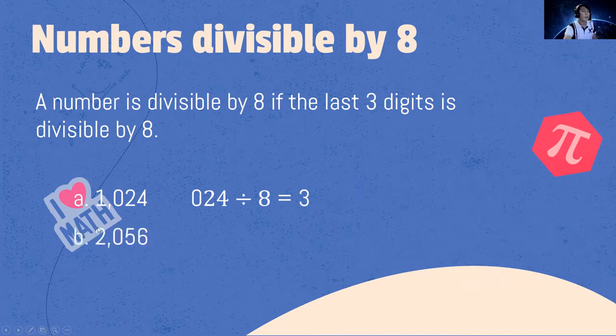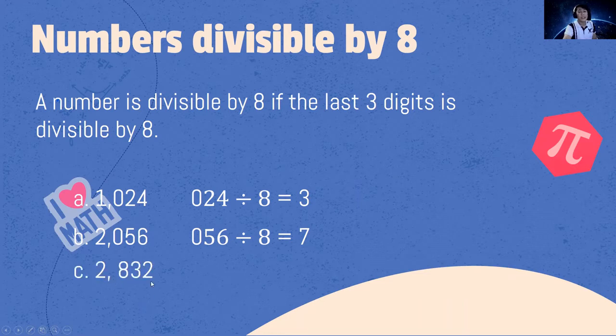Another example, 2056. So what are the last three digits? 056. 056 divided by 8 is 7. It is exact. Therefore, 2056 is divisible by 8. Another one, 2832. Let's get the last three digits. 832 divided by 8 is 104. It is exact. Therefore, 2832 is divisible by 8.